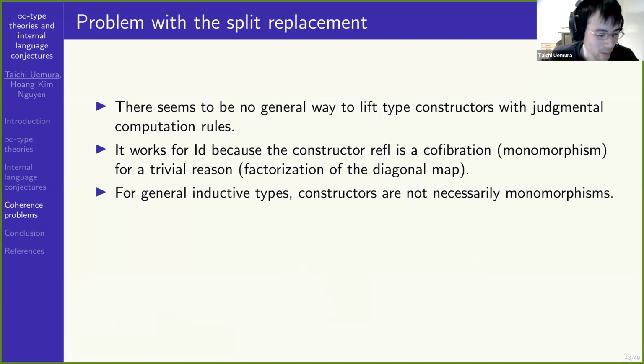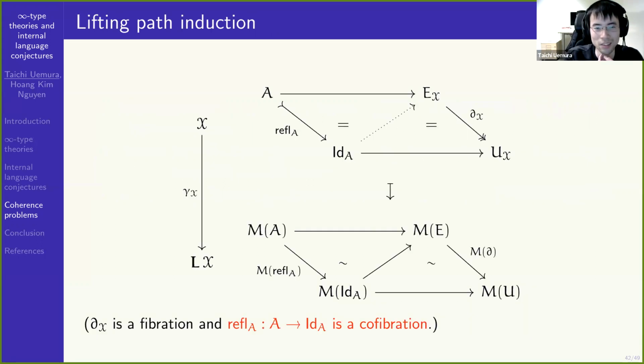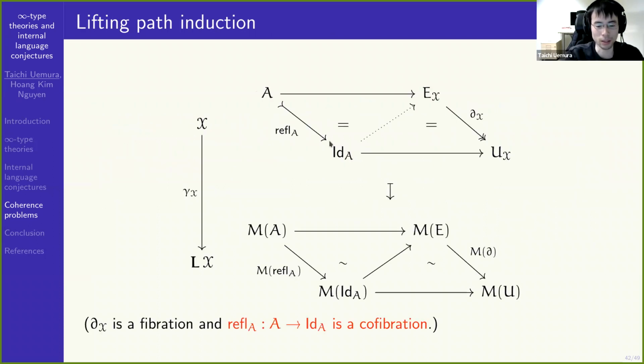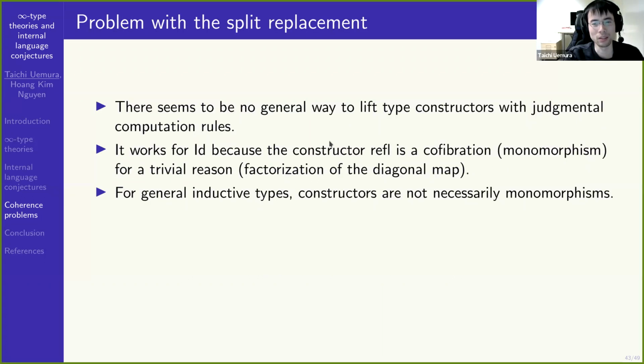But I think this is not such a good way because it is not easy to generalize this split replacement to other type constructors. Here we crucially use that the reflexivity constructor is a cofibration for a trivial reason. Namely, reflexivity is a factorization of a diagonal map, so it is automatically a monomorphism in one category, and then it is a cofibration. But we cannot generalize this argument for general inductive types, because constructors are not necessarily monomorphisms.